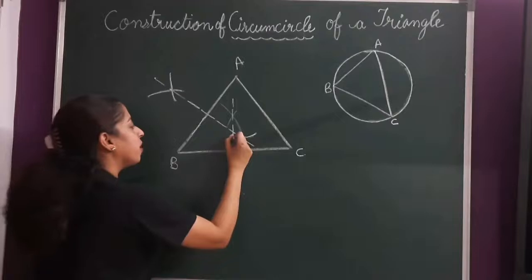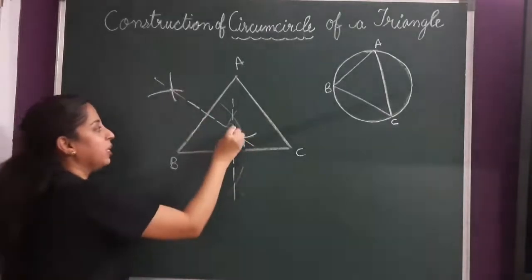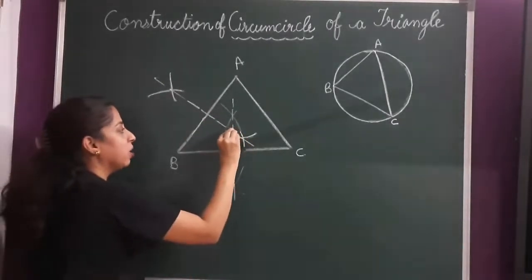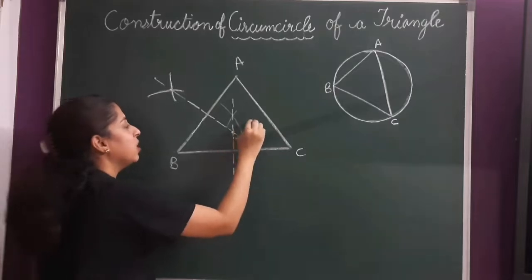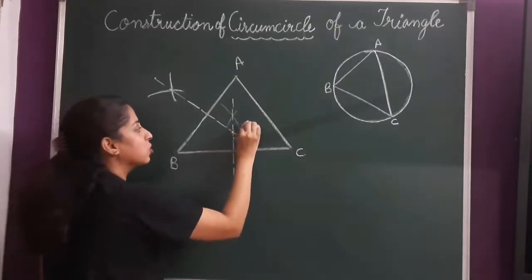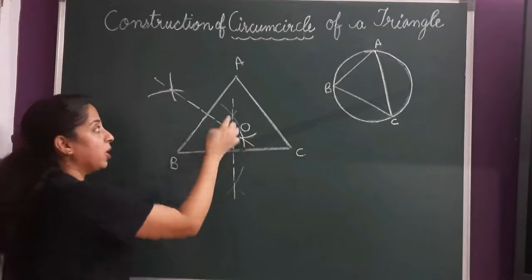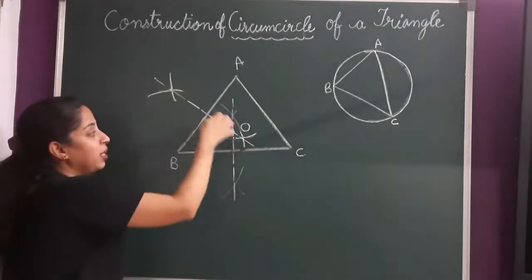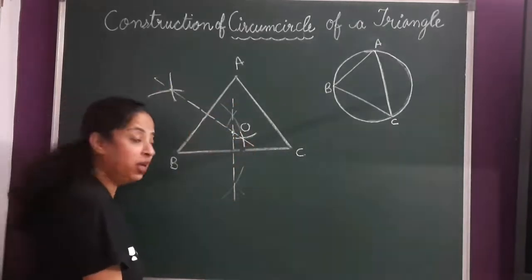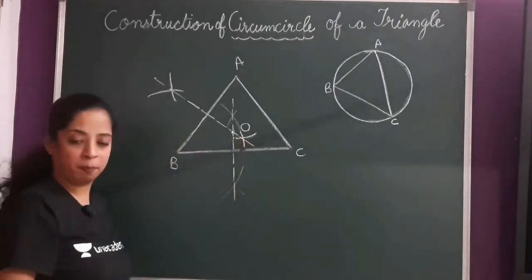Okay. Now wherever these two bisectors are meeting, can you see it is meeting here? So this will be the center of your circle. So this is your center O, this point where these two perpendicular bisectors of the line segments are meeting. So you have got the center.